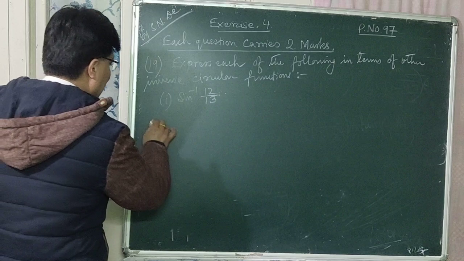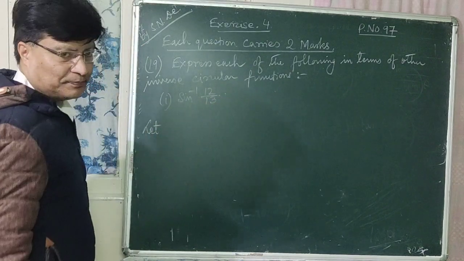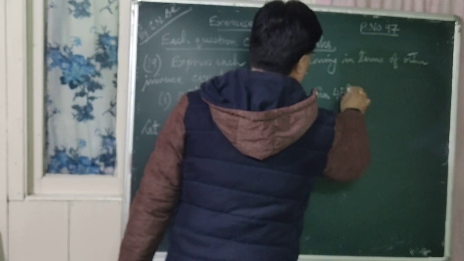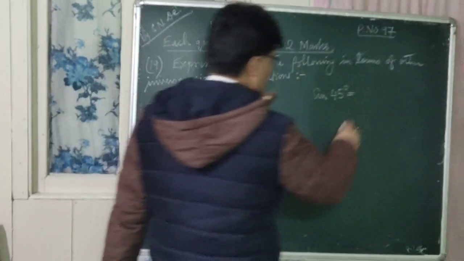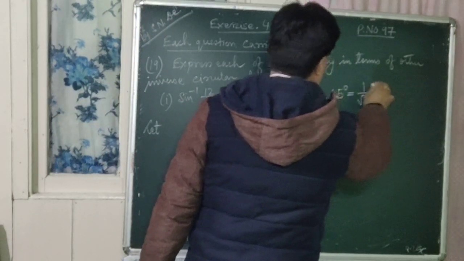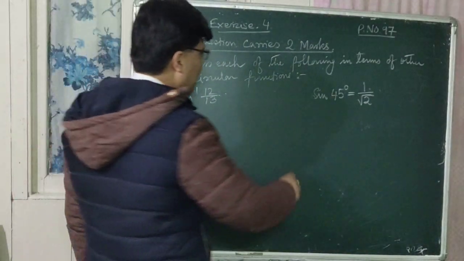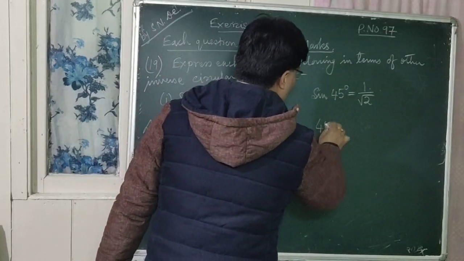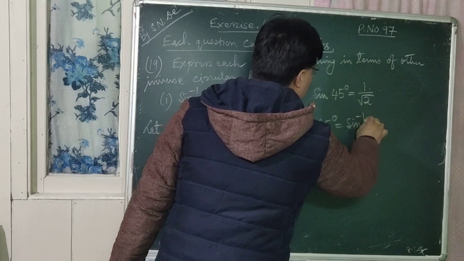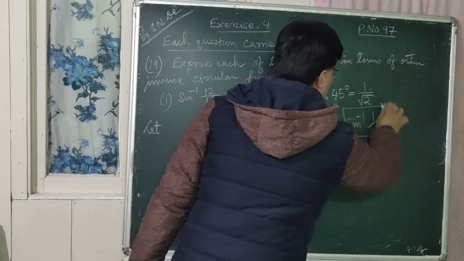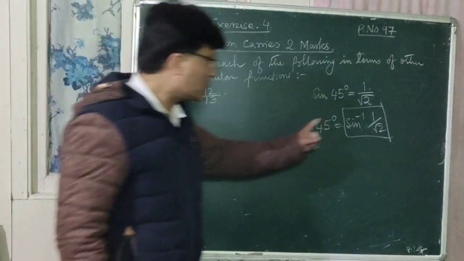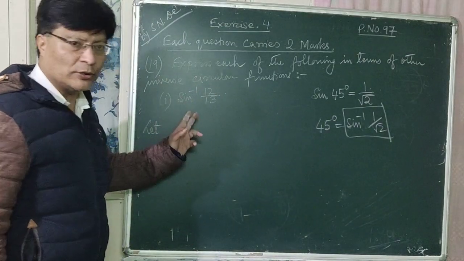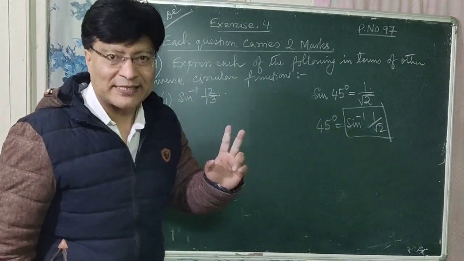Actually this is an angle. Suppose sine 45 degree is equal to, what is the standard value of sine 45 degree? It is 1 by root 2. Instead of theta I have written here 45 degree. So 45 degree is equal to sine inverse 1 upon root 2. That is, this inverse circular function represents an angle. Here also sine inverse 12 by 13 represents an angle.